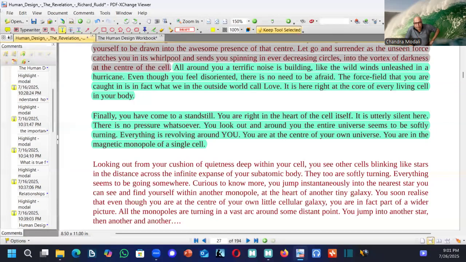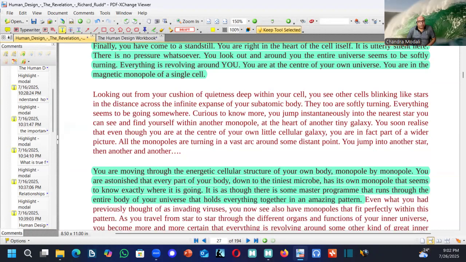You look out and around you, the entire universe seems to be softly turning. Everything is revolving around you. You are at the center of your own universe. You are in the magnetic monopole of a single cell. Looking from your cushion of quietness, deep within your cell, you see other cells blinking like stars in the distance across the infinite expanse of your subatomic body. They too are softly turning.